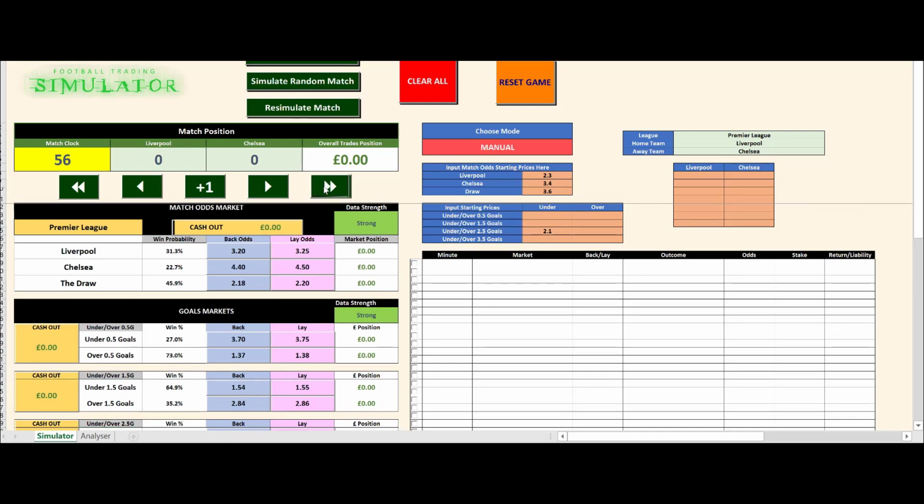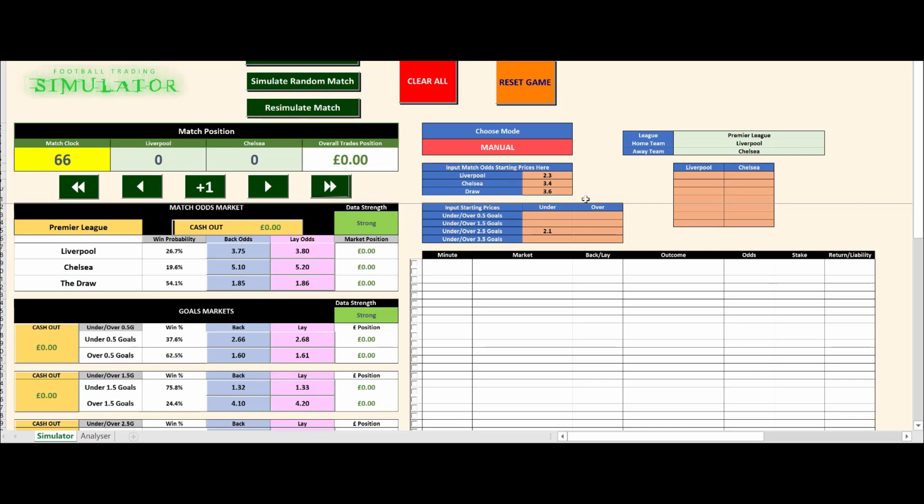Let's move it up to 66 minutes and give you an idea. And you can see in this match by 66 minutes, if you wanted to lay the draw, it should be odds on. It should be around 1.86. So that could be something to consider if you were planning to lay the draw or similar in this match. Okay, so it does just tick forward like a real match.